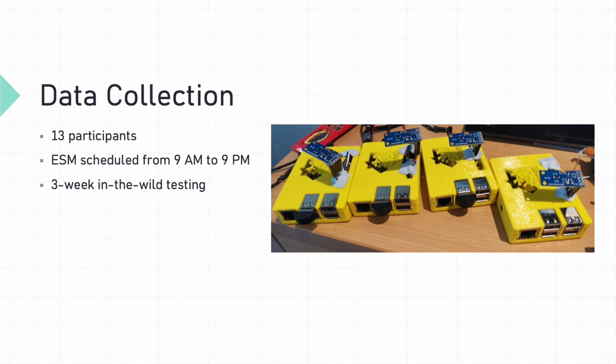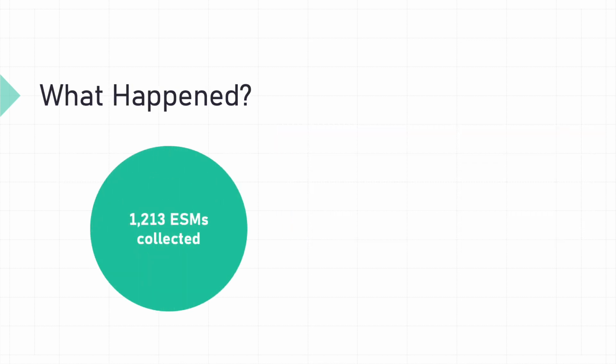So I recruited 13 participants and deployed the prototype in their homes for 3 weeks. I scheduled the speaker to proactively prompt the ESM every hour from 9 a.m. to 9 p.m. We successfully collected 1,213 ESM responses. The response rate is about 35%, which seems quite decent, right?